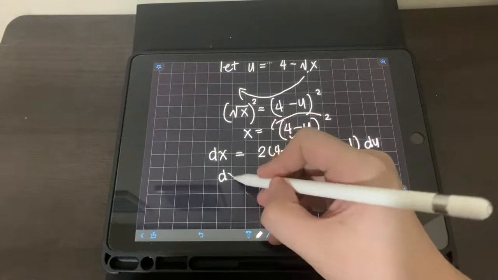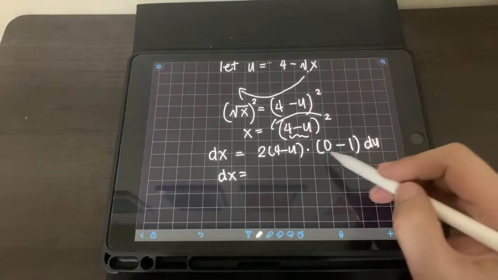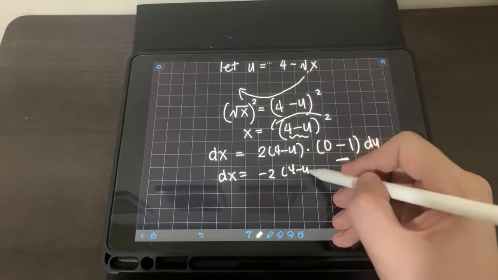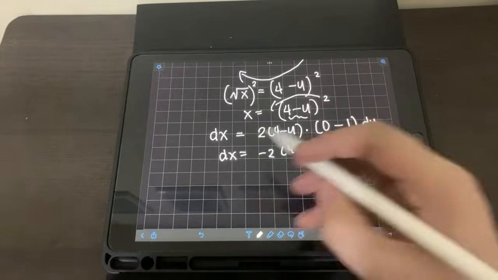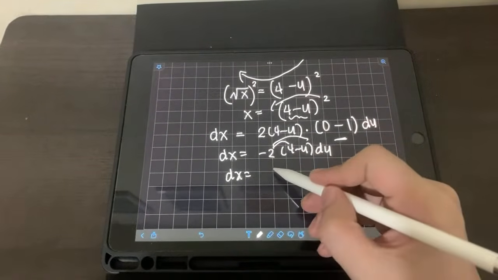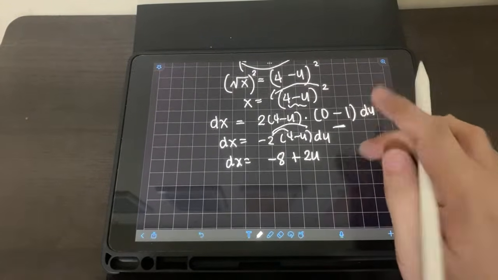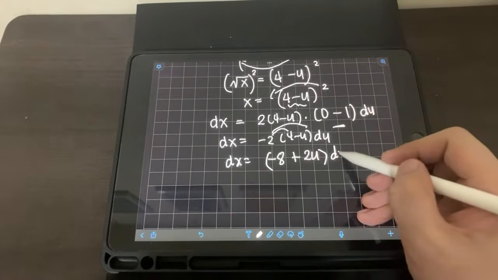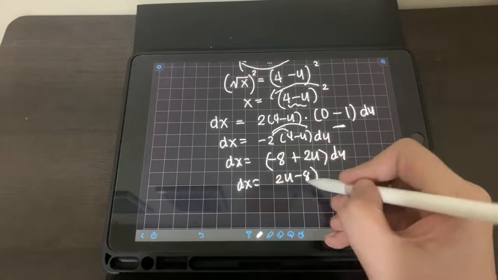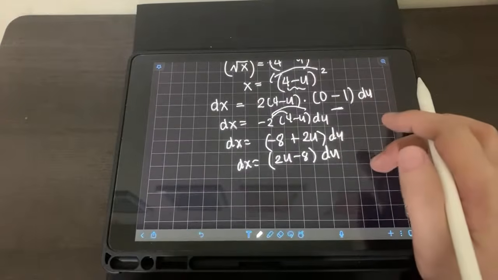So, you now have dx is equal to 2 times 0 minus 1, so negative 1, times 2, negative 2, right? 4 minus u du. Okay, and then if I distribute this negative 2, I will have negative 8 plus 2u times du. Or let me arrange it, I'll put the 2u minus 8 first, du. Okay? So, let's now substitute.